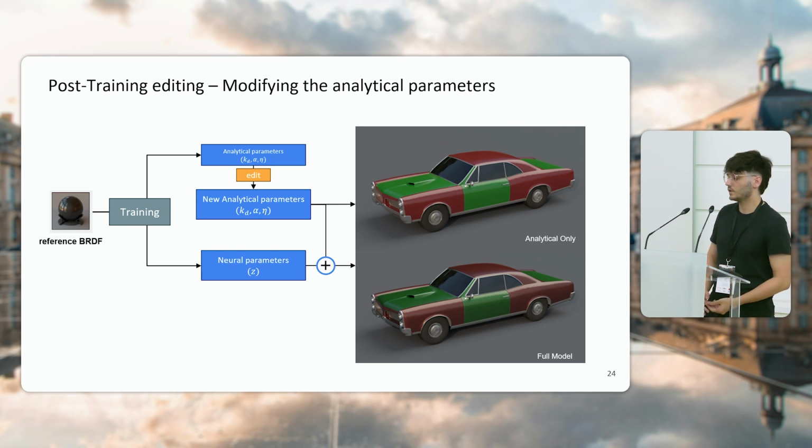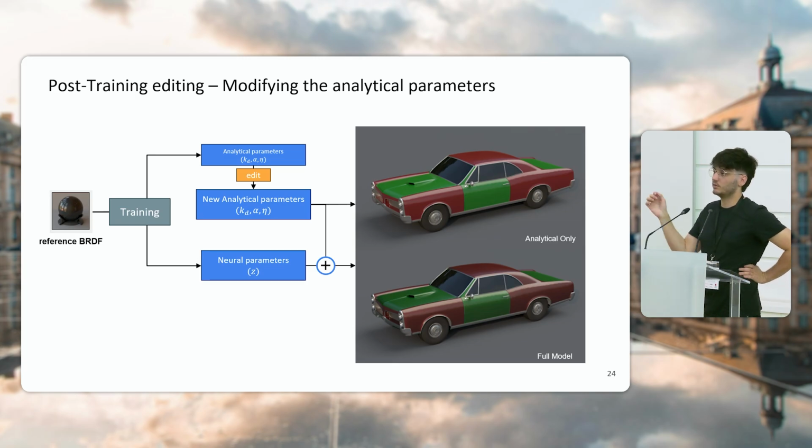Yeah, so what you're saying is that when you edit, you don't really change the additive part of the neural part, so you can get a weird appearance if you change the analytical part too much. Yes. One thing we tried was inputting the analytical parameters back into the neural network, but it gave limited results in this case, and it would increase the size of the neural network to be able to handle the more diverse inputs.